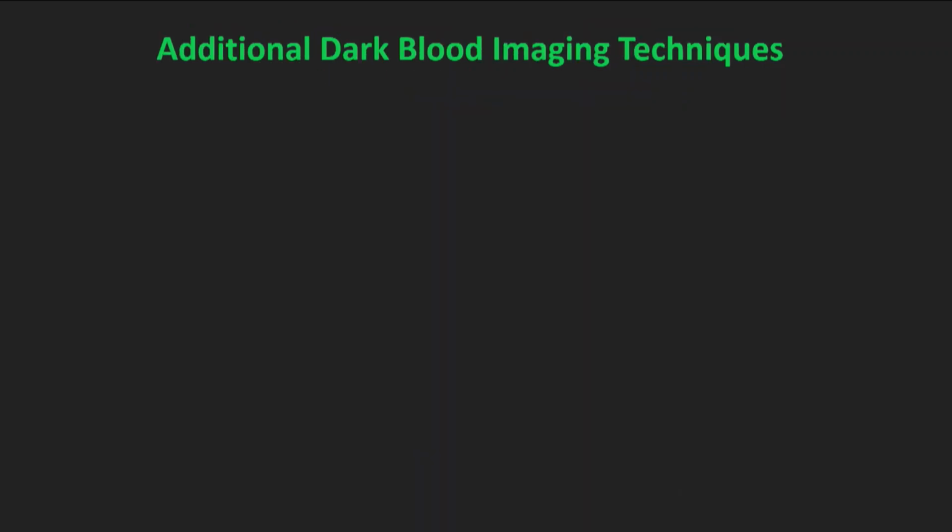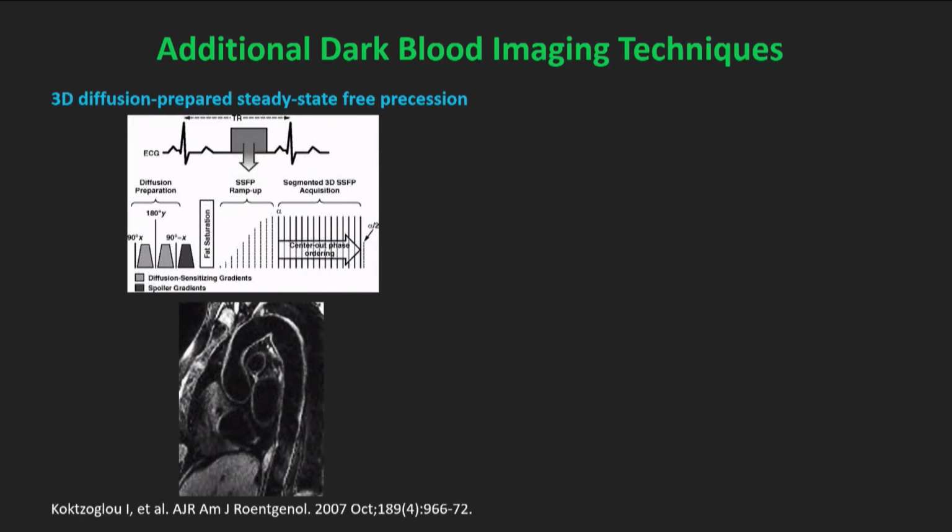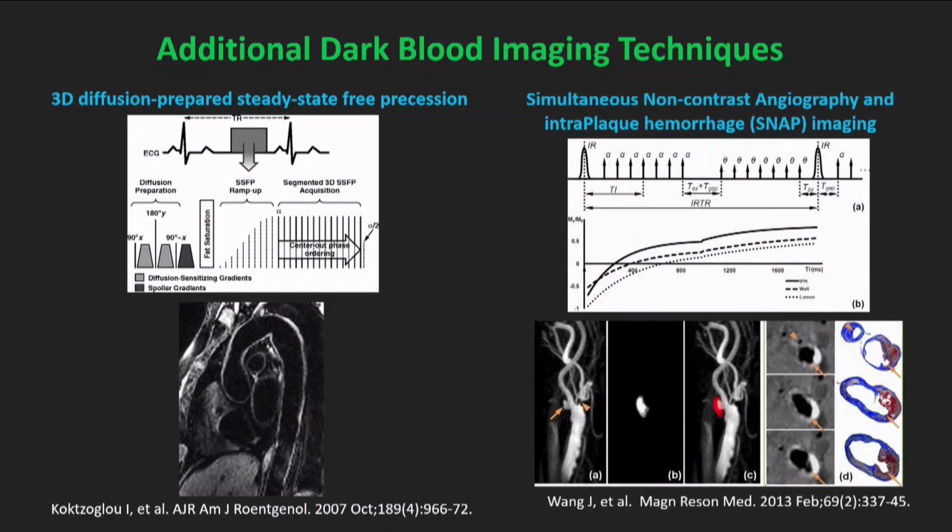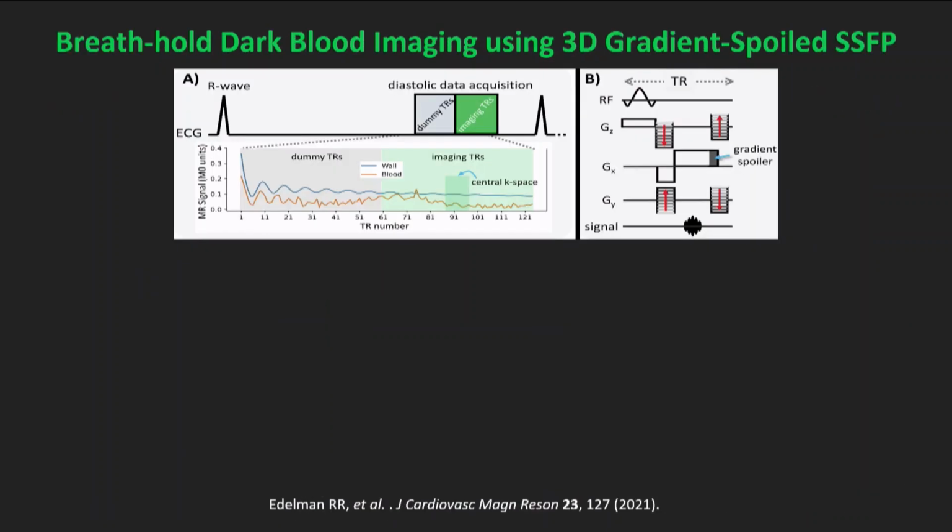Now, there are other black blood or dark blood imaging techniques. For instance, this is the diffusion-prepared steady-state free precession work that was published in 2007, just showing a nice aortic arch. And here, the SNAP technique, which is a very interesting phase-based technique that gives you both bright and dark blood images, and I think it's got tremendous potential for analyzing plaque.